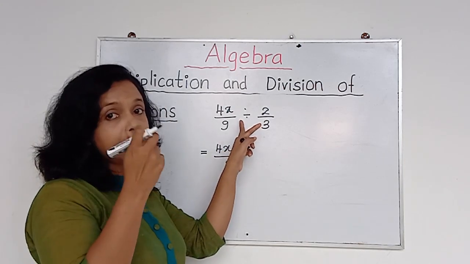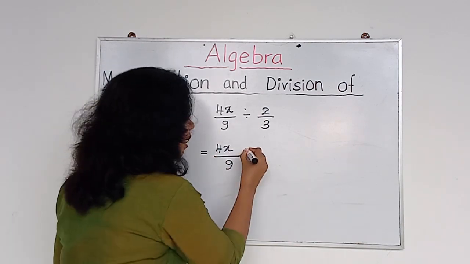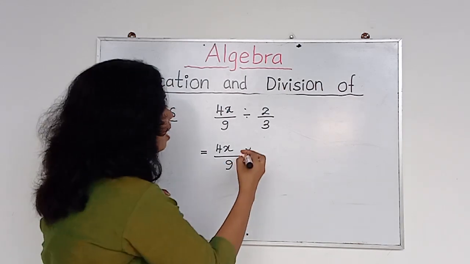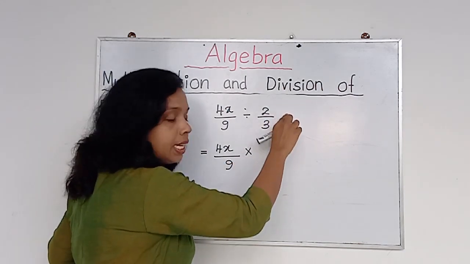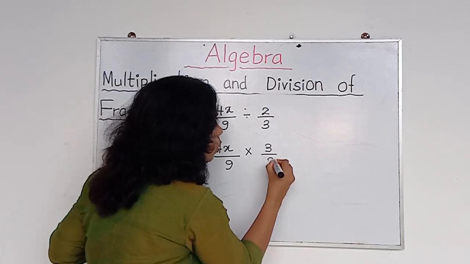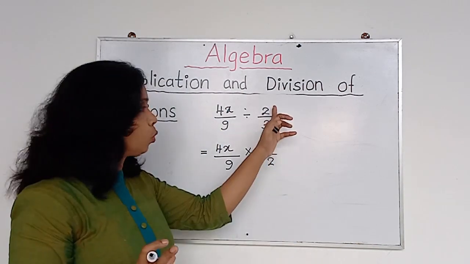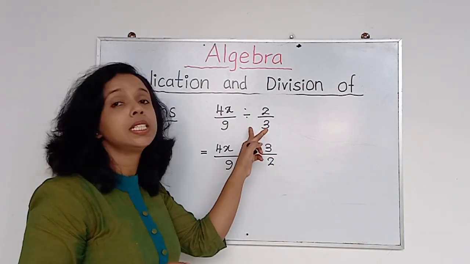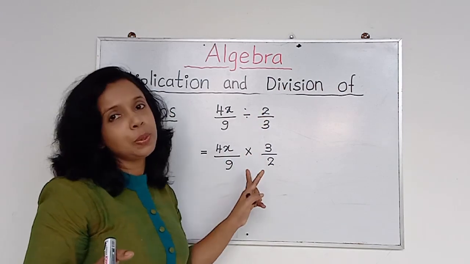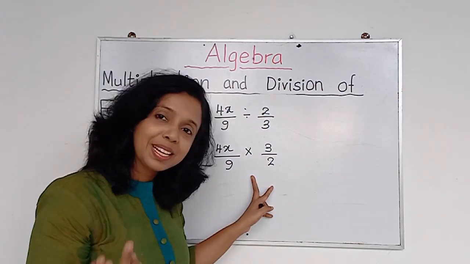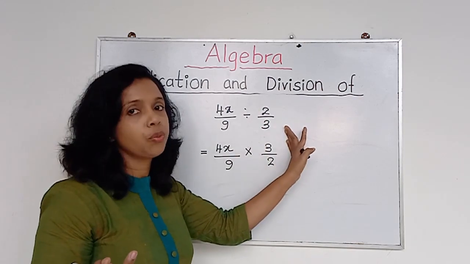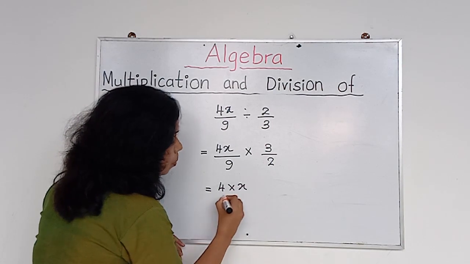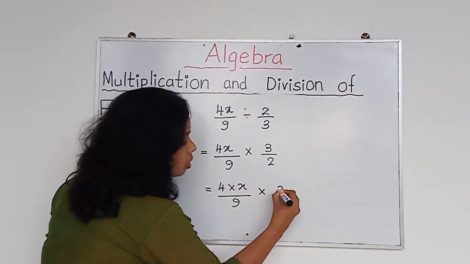Instead, I am converting this division into a multiplication. When I am converting it into a multiplication, what happens? I want to take the reciprocal of this. That means 3 over 2. Right? 2 over 3, reciprocal 3 over 2. So when you are converting, again I repeat, division into a multiplication, you want to take the reciprocal of the latter fraction. Right? Now look at this. 4 times x over 9 times 3 over 2.